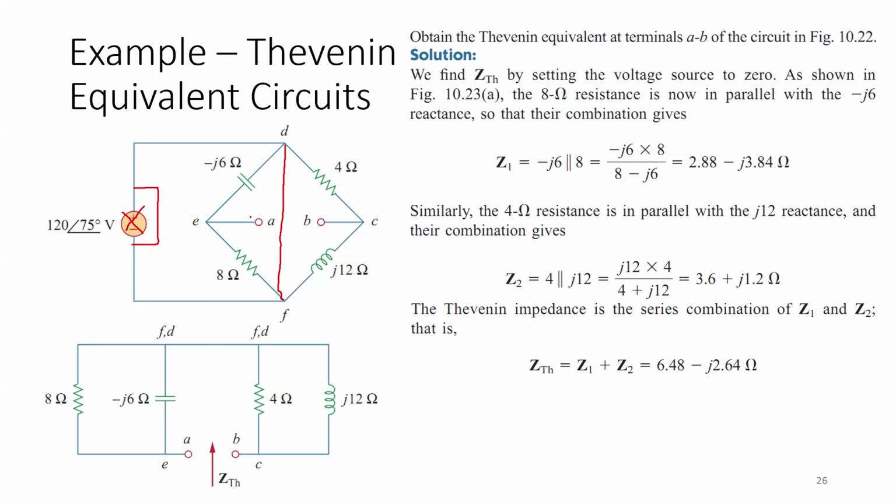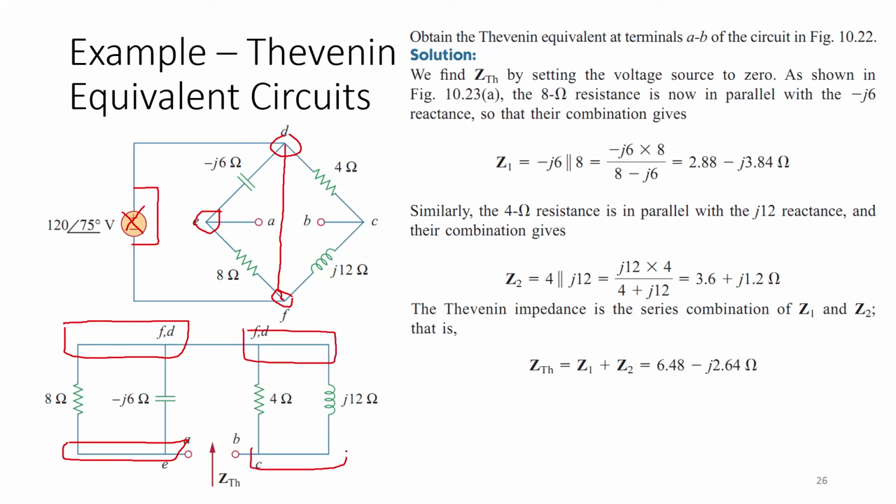The resulting circuit would be: these two elements, minus J6 and 8 ohm, are in parallel, because their first terminal is short circuited here and the other terminal is short circuited here. So this is what we can see from this simplified form of representation of this circuit. Similarly, the 4 ohm and J12 ohm are also in parallel, and this can be shown here across terminals AB.